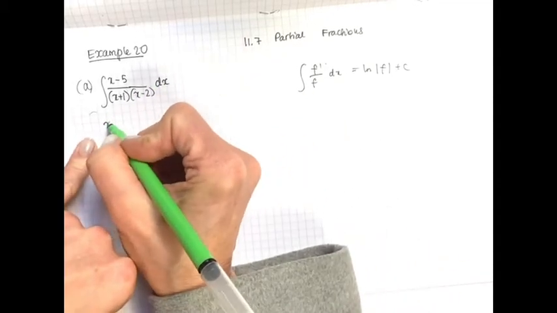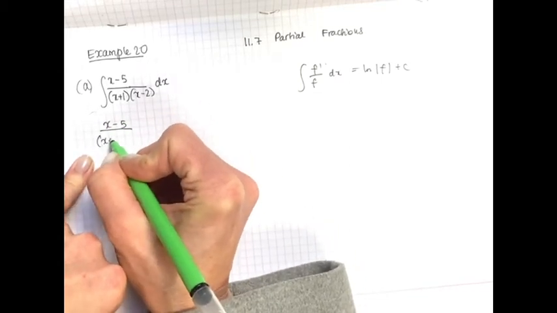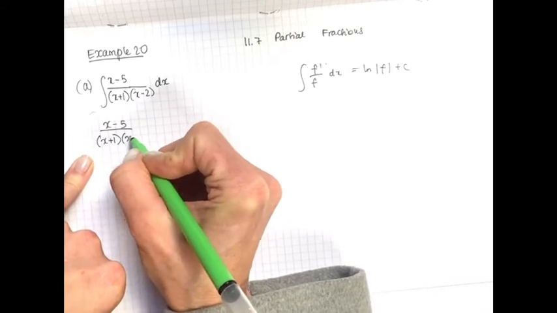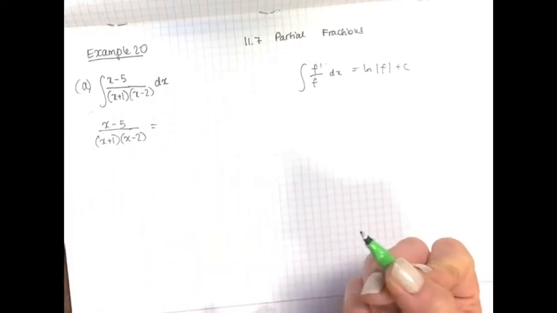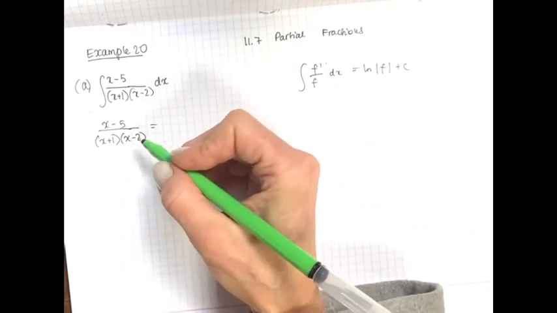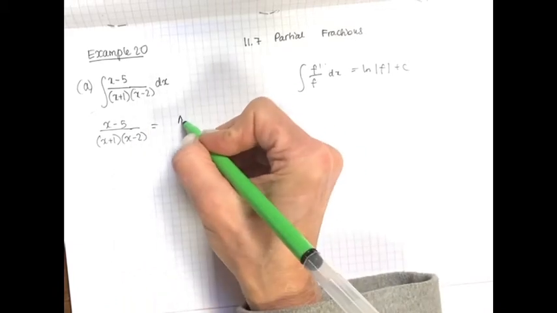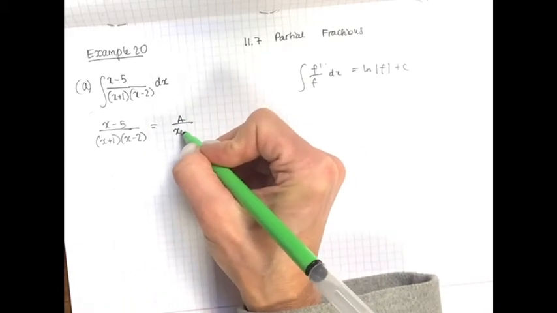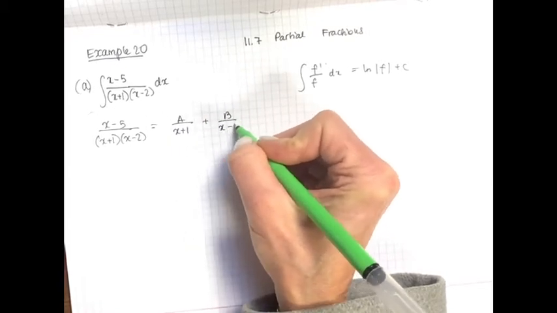The question will normally have part A, where they ask you to split it into partial fractions. It's unusual for you to have to think about it for yourself, but it's not out of the question. They could still ask you to do it by yourself. So we're going to split it into two partial fractions: a over x plus 1 plus b over x minus 2.